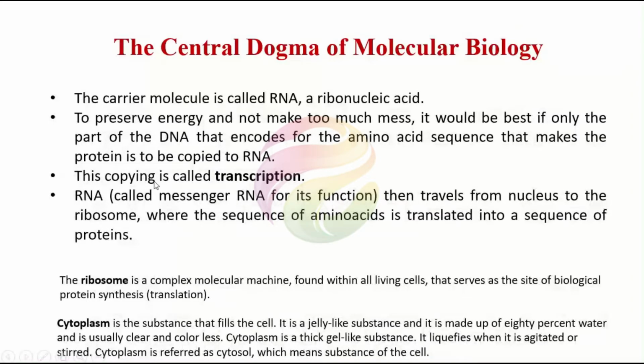So this copy is called the transcription. जो transcripted RNA है from DNA, RNA से जो DNA to RNA की conversion है, we know that this is transcription. So RNA, which is called a messenger RNA for its function. Messenger RNA हम क्यों कहते हैं? Because now it's going to be functional, to translate the protein. Now RNA then travels from the nucleus to the ribosome. RNA nucleus से ribosome तक travel करेगा, where the sequence of amino acid is translated into the sequence of proteins.